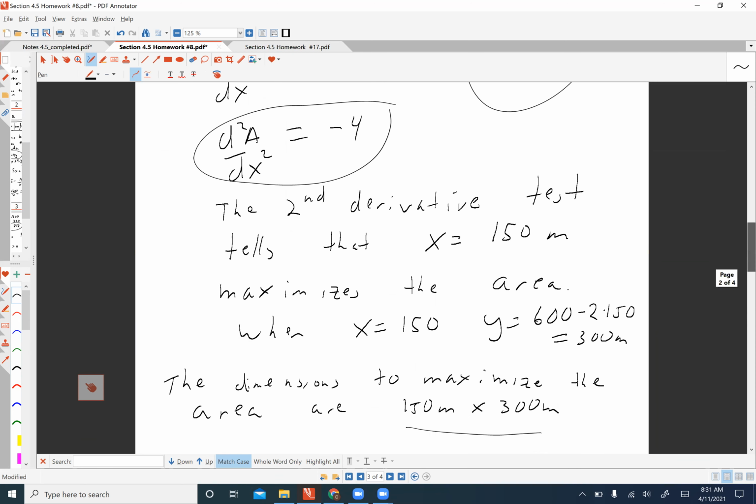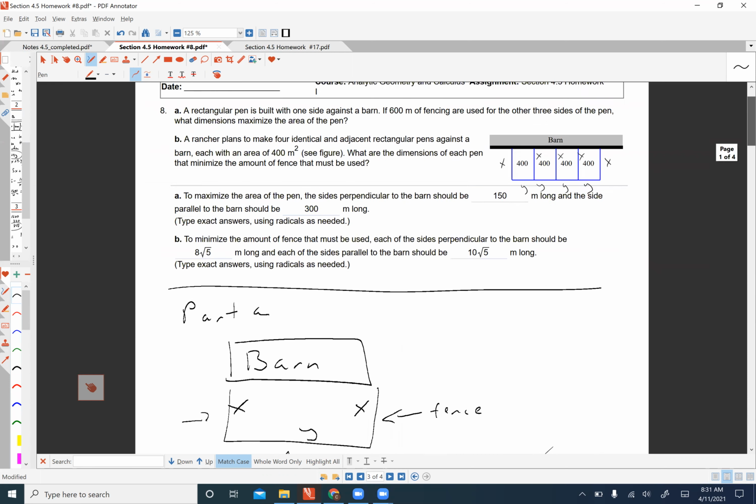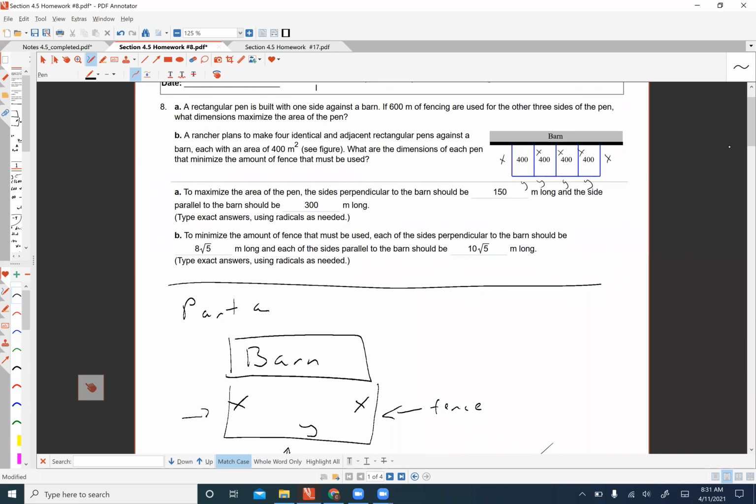So now we have this barn. We're trying to create these four individual pen areas, where the area of each individual one is going to be fixed at 400 meters squared. What is the minimum amount of fencing required to create these four pen areas, each of area 400 meters squared?